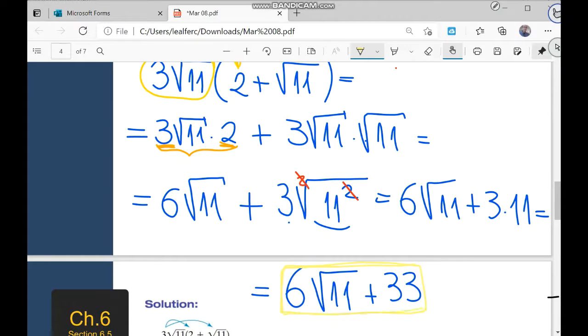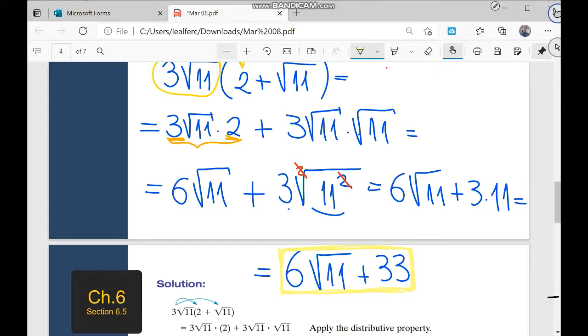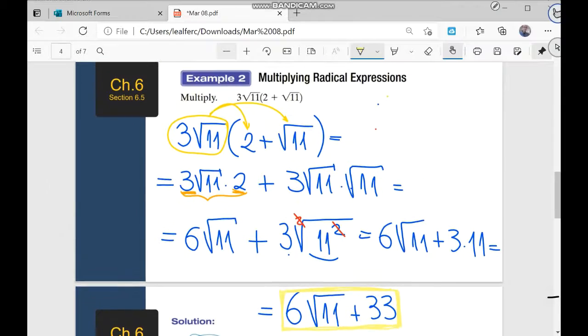So the trick to solve this kind of question is to correctly apply the distributive property at the beginning and then simplify each term that you find after the multiplication. Let me show the whole thing and zoom out a little bit. Tell me if you have questions, if you understand.